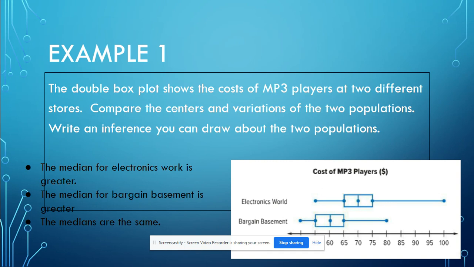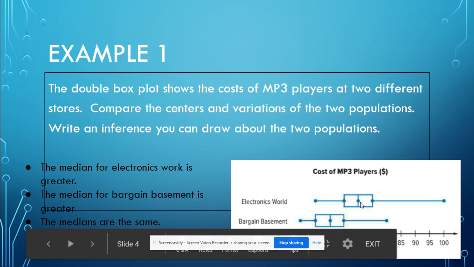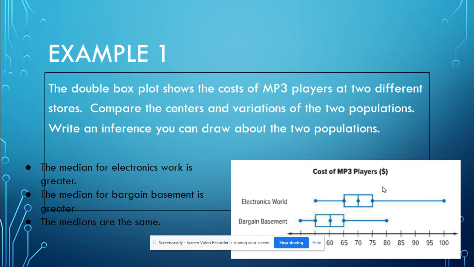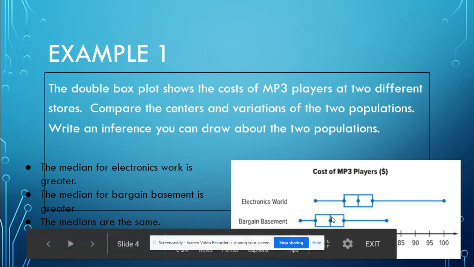So if I look, I see that Electronics World comes all the way down. There's this line, and that corresponds to this value of 70. So the median value at Electronics World for an MP3 player is $70. And if we look at Bargain Basement, that is here, that is 60. So now we can see that Electronics World median price is 70, Bargain Basement is 60.